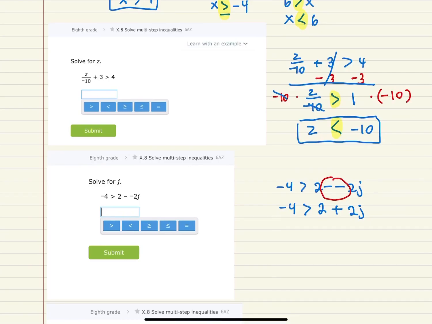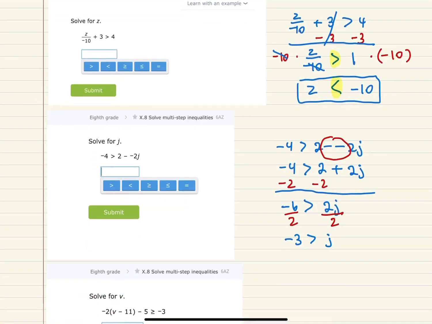So again, we want to isolate the variable. First we're going to get rid of the constant, so we're going to subtract the 2 from both sides. Negative 4 minus 2 is negative 6. This has to be greater than 2j. We want to get j alone, so we want to get rid of this 2. Since this is 2 times j, we're going to divide both sides by 2 to undo it. So negative 6 divided by 2 is negative 3, is greater than j.